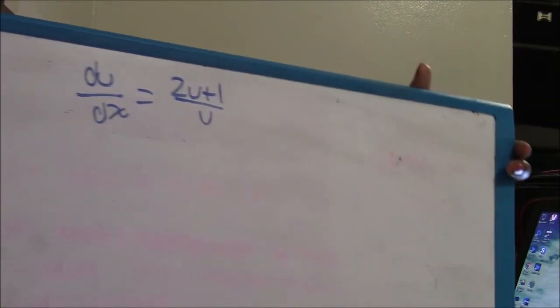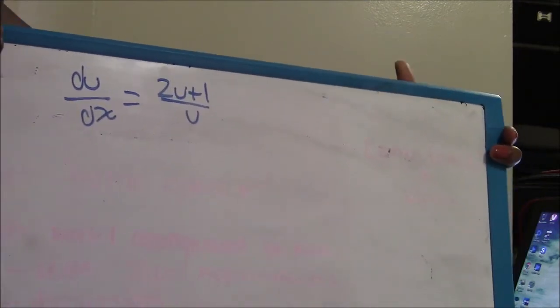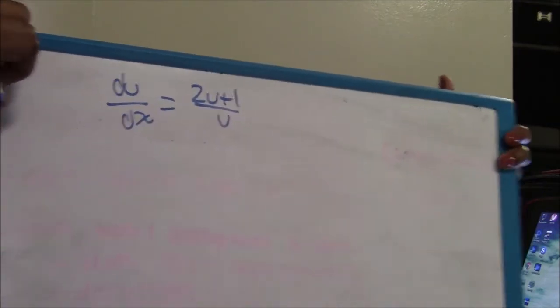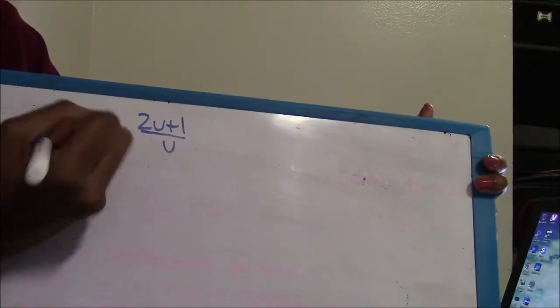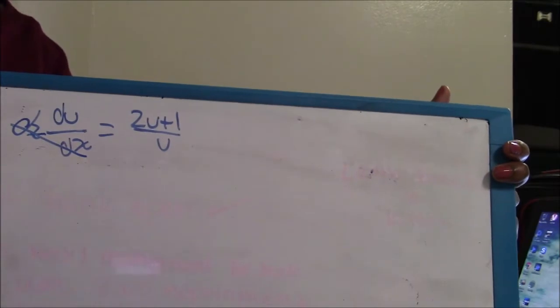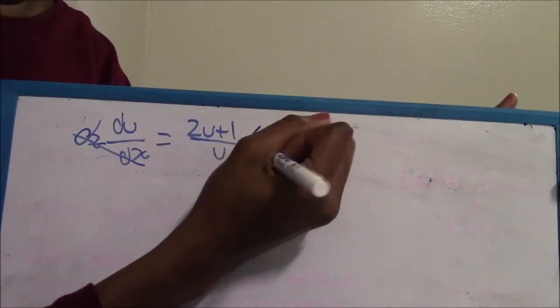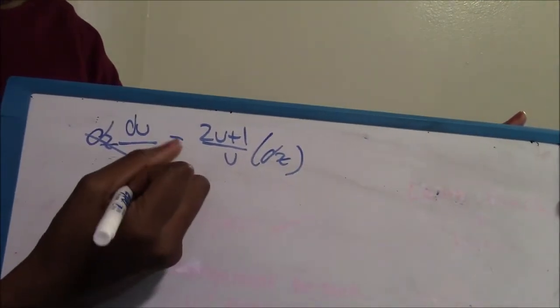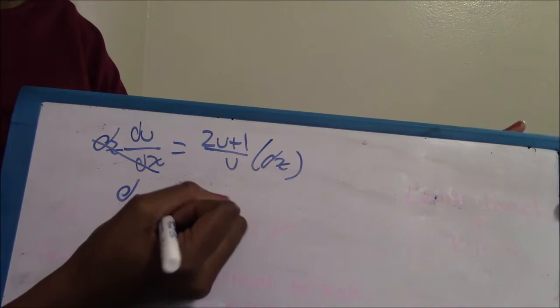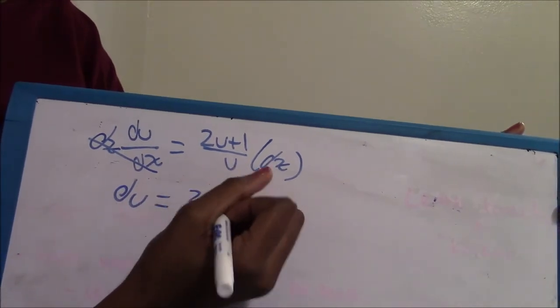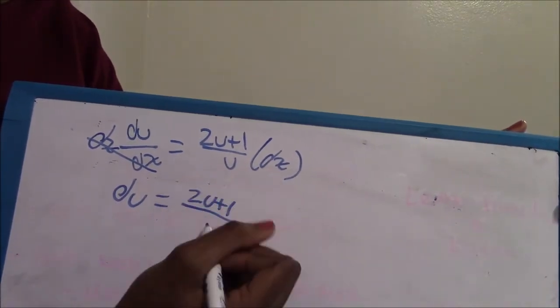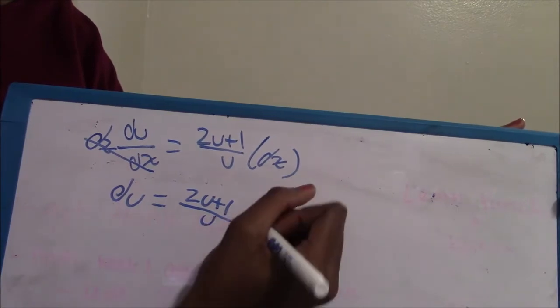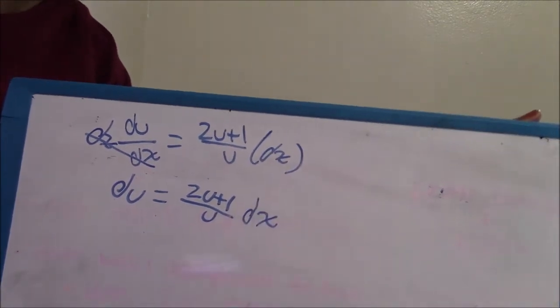We want to separate the differentials, so we're going to multiply both sides by dx. That's going to cancel out those dx's. And then over here we're going to multiply this by dx also. So we're going to have du equals 2u plus 1 over u dx.